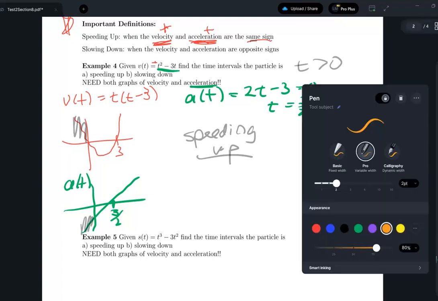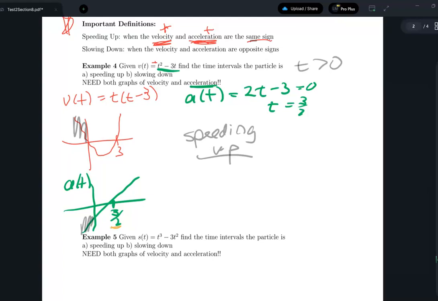Let me get a different color here. So 3/2, let's put 3/2 on this graph. Wouldn't that be right there? Yep. Okay, so this is below the x-axis, so it's negative. This is below the x-axis, so it's negative. They have the same sign, so between 0 and 3/2, they're speeding up because they're both negative. You're not looking at whether they're going up or going down, right? They're both negative, so that means they're speeding up.